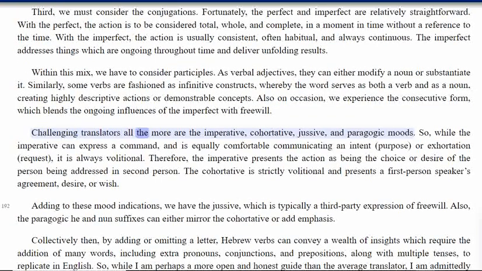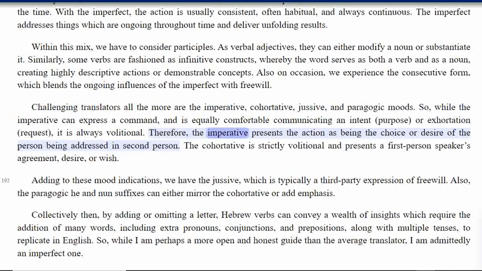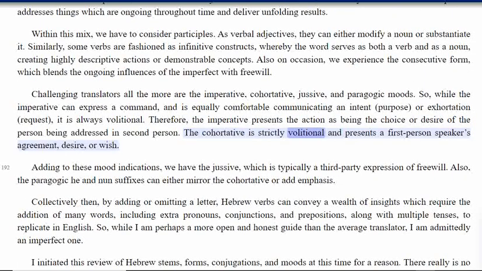Challenging translators all the more are the imperative, cohortative, jussive, and paragogic moods. So, while the imperative can express a command, and is equally comfortable communicating an intent, purpose, exhortation, or request, it is always volitional. Therefore, the imperative presents the action as being the choice or desire of the person being addressed in second person. The cohortative is strictly volitional, and presents a first-person speaker's agreement, desire, or wish.